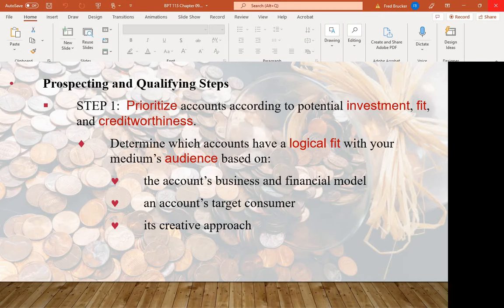So you want to make sure that they are actually going to benefit from advertising and that they can pay the bills. You want to determine which accounts have a logical fit with your medium's audience based on the account's business and financial model, based on their target consumer. What is their audience? Does it match up with the audience that you have? And the creative approach that the business has, how well that fits based on the content of your particular media outlet.